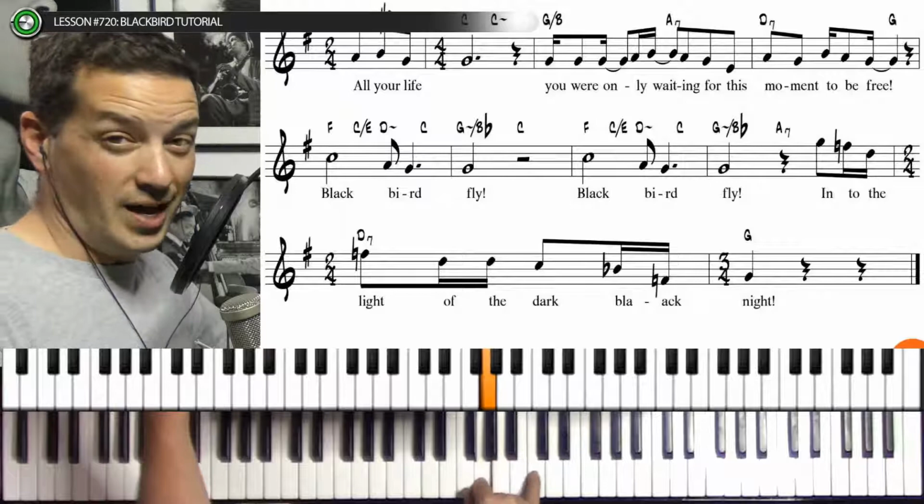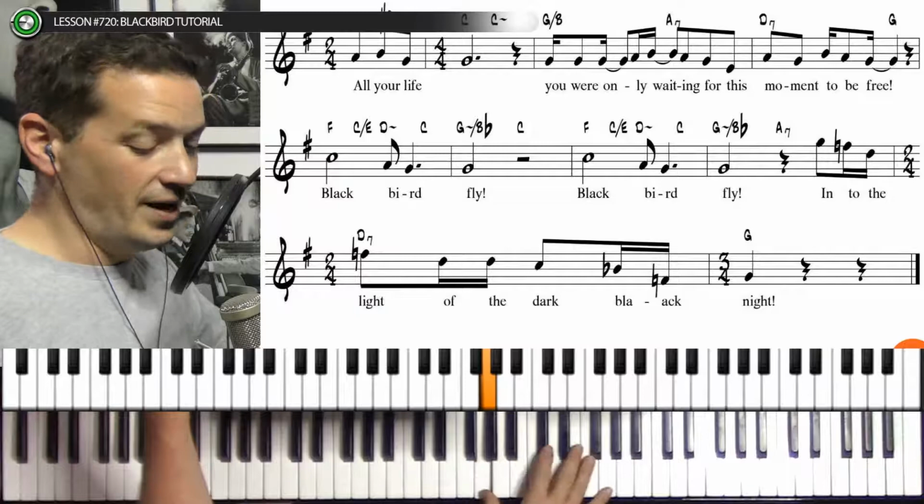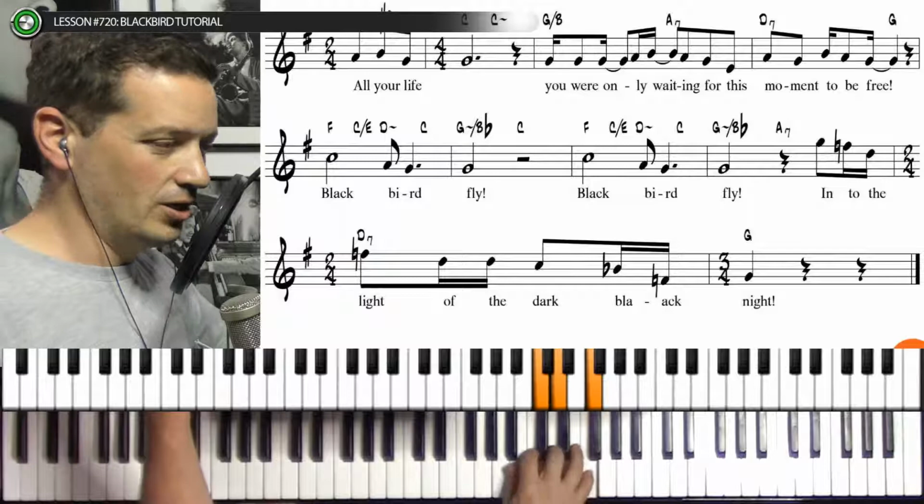Black, maybe with a decoration. Bird, fly. Do it again. Black, bird, fly. Then the funky part. Into the light of the dark. Black. End on the G.